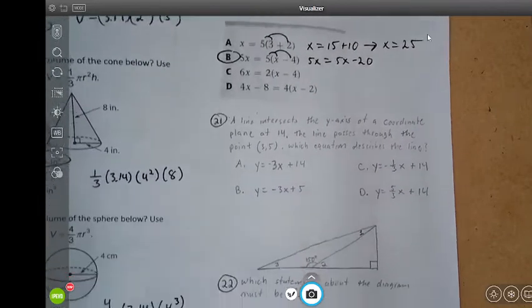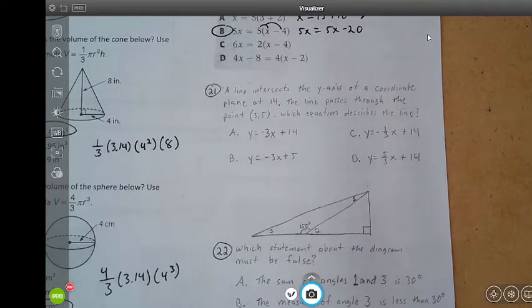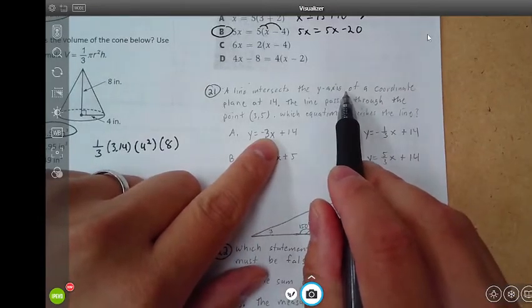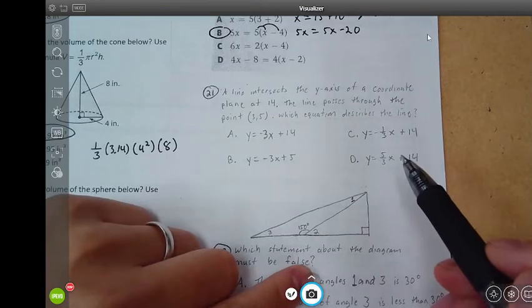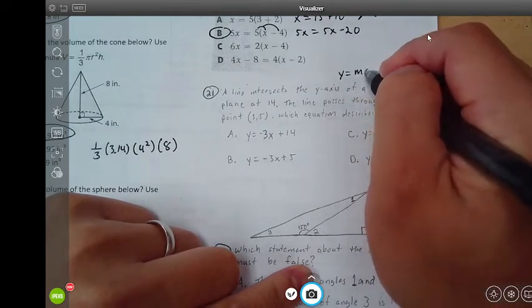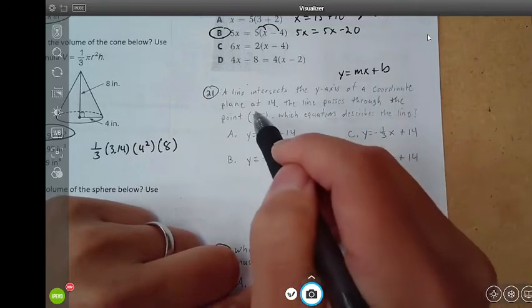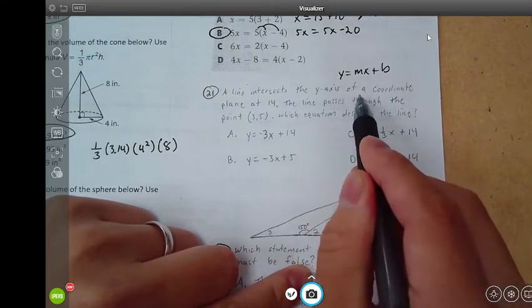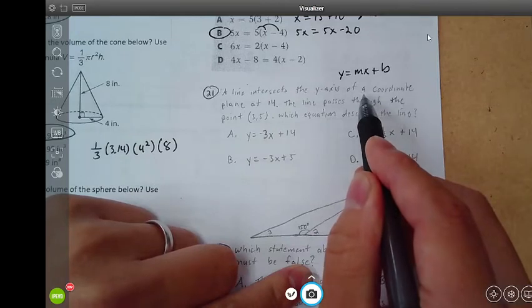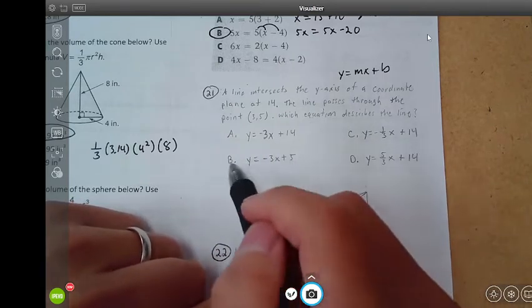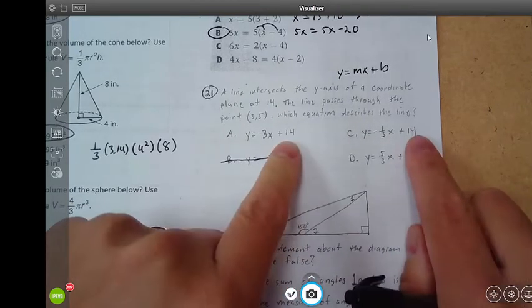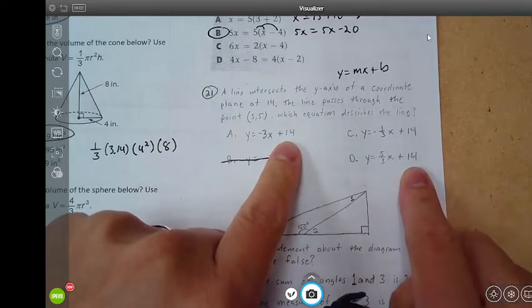Okay, number 21. A line intersects the y-axis of a coordinate plane at 14. So if it intersects the y-axis at 14, touches the y-axis at 14, that means the line has a y-intercept of 14. Think y equals mx plus b. The y-intercept is 14. It touches the y-axis at 14. The only one here that doesn't have a y-intercept of 14 is option B. So we know it is not option B. All of these other lines, A, C, and D, touch the y-axis at 14.